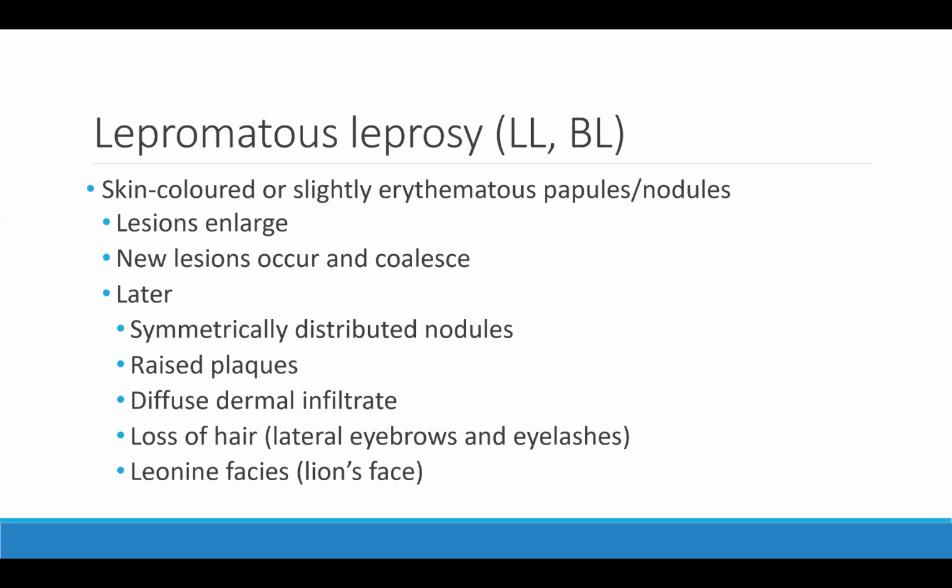In lepromatous leprosy, LL or BL types, they have skin-colored or slightly erythematous papules or nodules. The lesions enlarge. New lesions occur and coalesce. Later on, patients develop symmetrically distributed nodules, raised plaques, diffuse dermal infiltrates, loss of hair on the lateral eyebrows and eyelashes, as well as a leonine facies, which means lion's face.